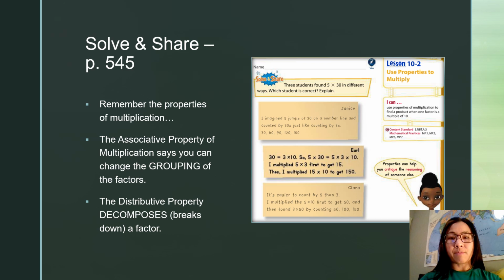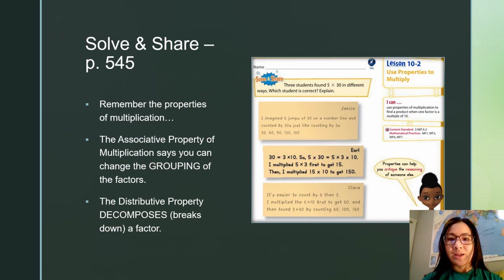The distributive property decomposes or breaks down a factor. So let's say that one of the factors you're multiplying by was 5. You can break that down into 3 and 2 and multiply the other factor by 3 and the other factor by 2 and then add them back together. Compose them, putting them back together again. So hopefully some of this rings a bell. We'll get started and look at some examples. That will help us a bit.